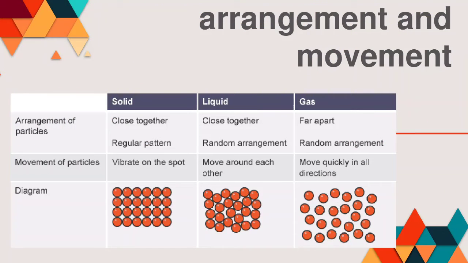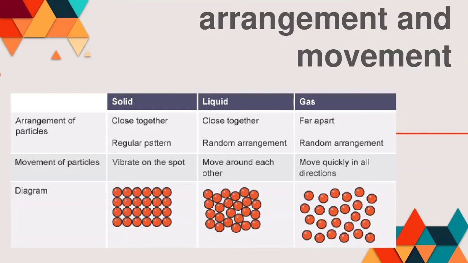Hello, my name is Azkia. I will explain about particle arrangement and movement. 1. Arrangement of particles. Arrangement of particles in a solid is close together and in a regular pattern. Arrangement of particles in a liquid is close together and random. And the last, arrangement of particles in gases is far apart and random.